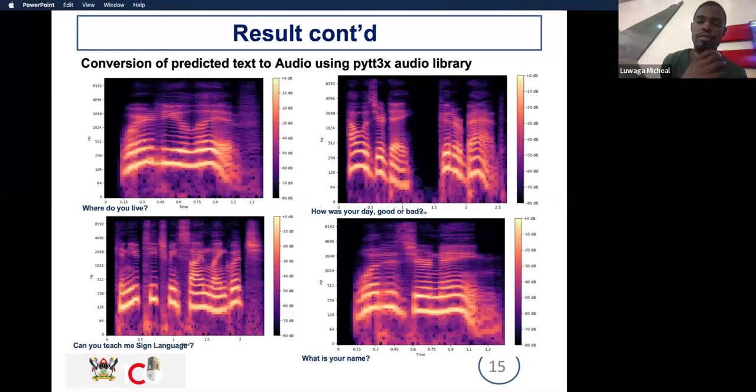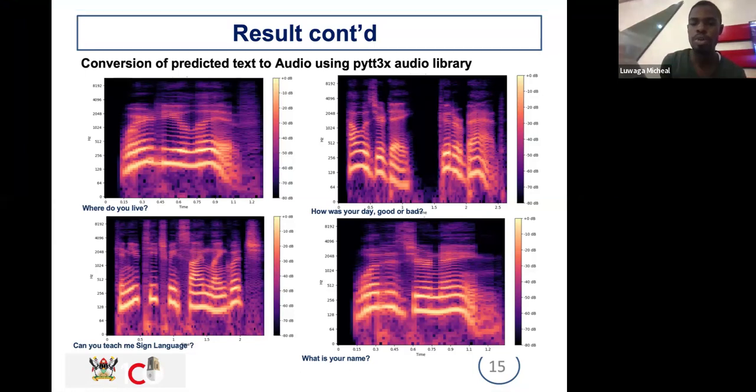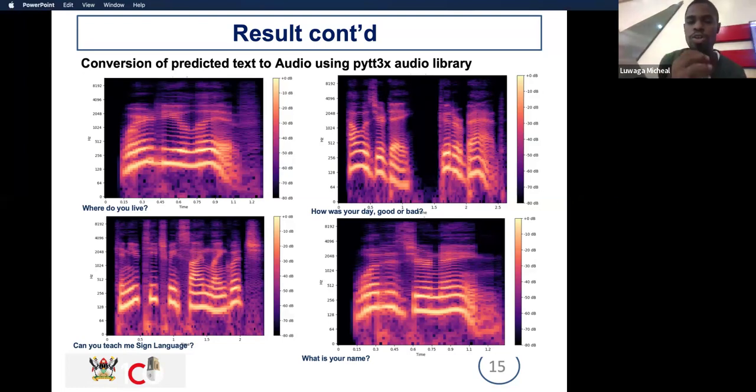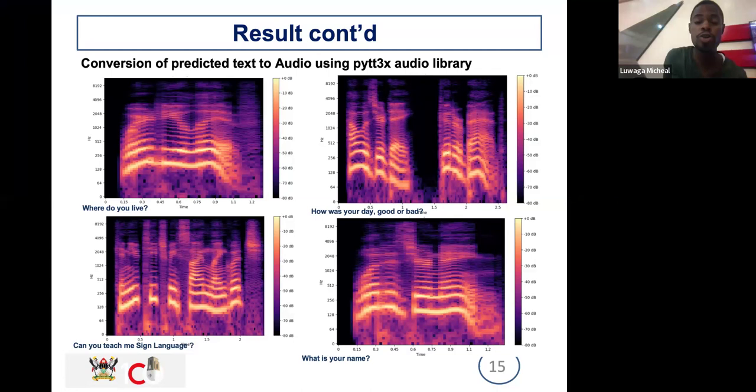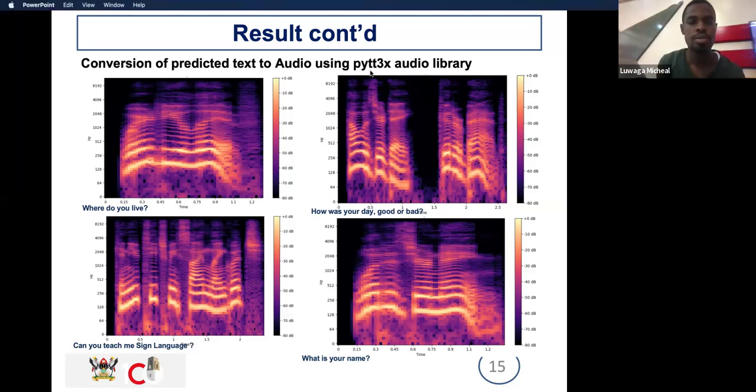Remember, our model is translating video from Uganda Sign Language to speech. But in the intermediate model, in the model that we have seen, we are translating video to text. Then the other module that we added on was to translate that predicted text into audio. And when we were translating this, these are live spectrograms of audio recordings that we got. As you can see there, it is just the spectrogram that we are able to print out, and other predicted texts, we are able to translate them well.